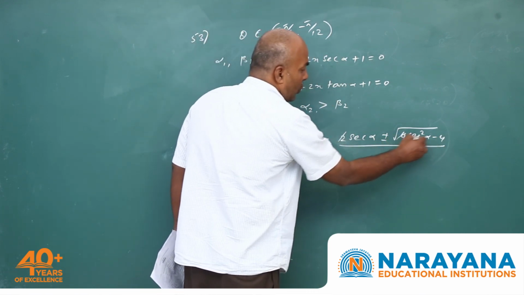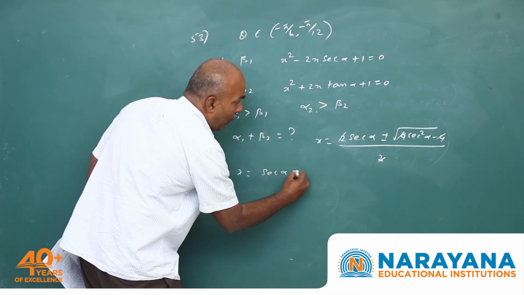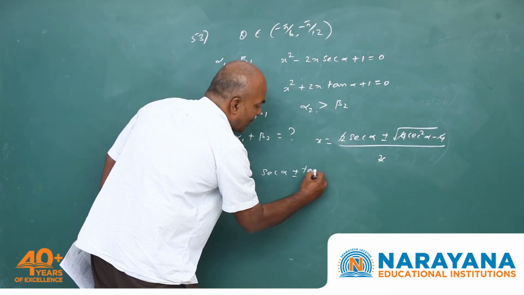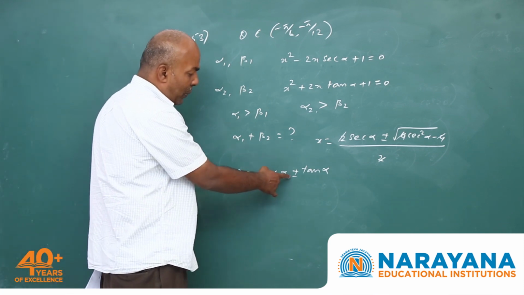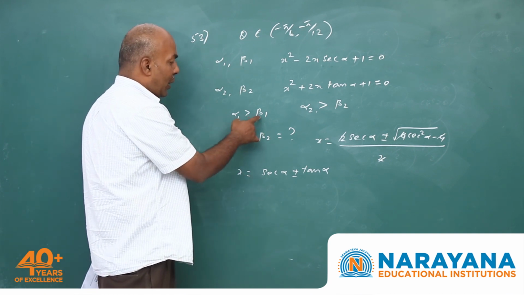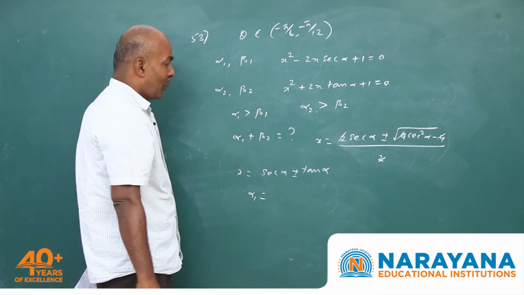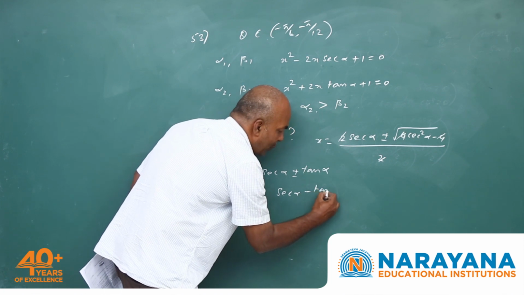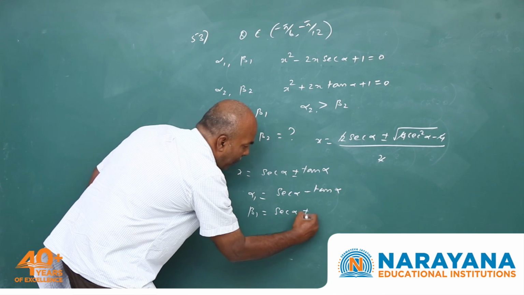After having cancelled the 2, x is going to be secant alpha plus or minus root of secant square alpha minus 1, which is tan alpha. So here there are two possible values, that is alpha 1 and beta 1. According to the given condition, alpha 1 is greater than beta 1. So using the given condition, alpha 1 is going to become secant alpha minus tan alpha, and beta 1 is going to become secant alpha plus tan alpha.